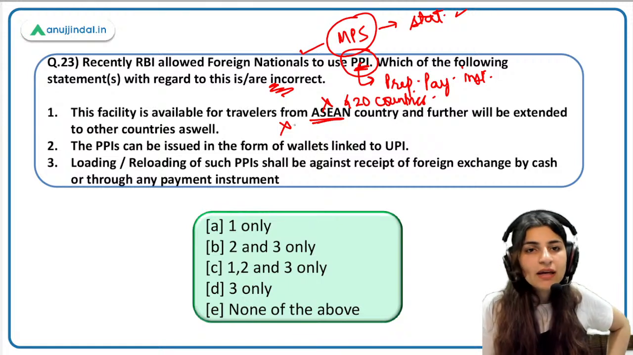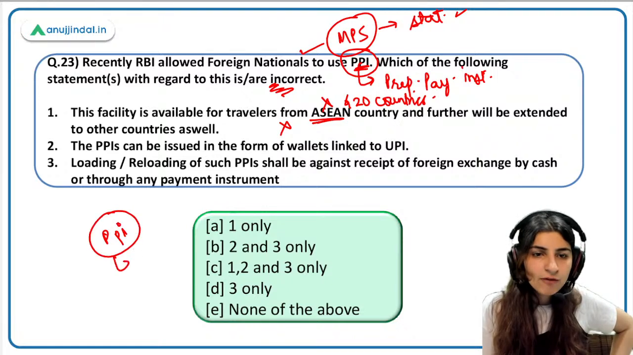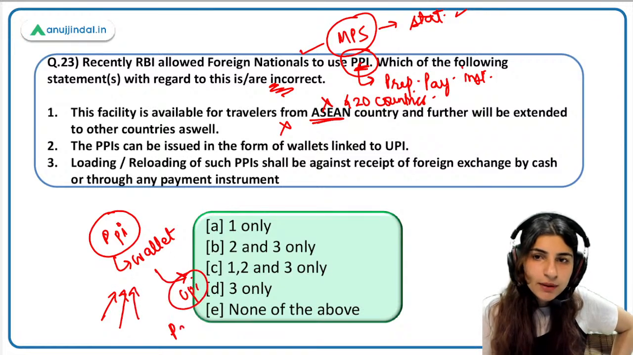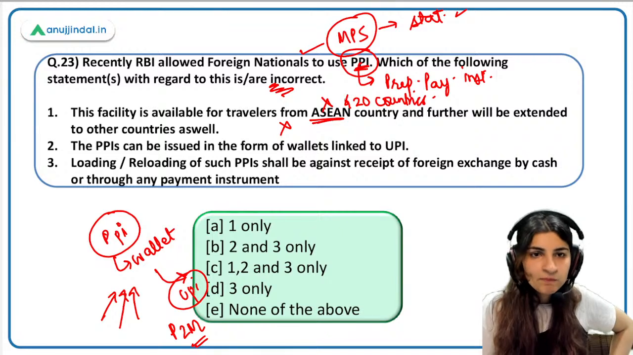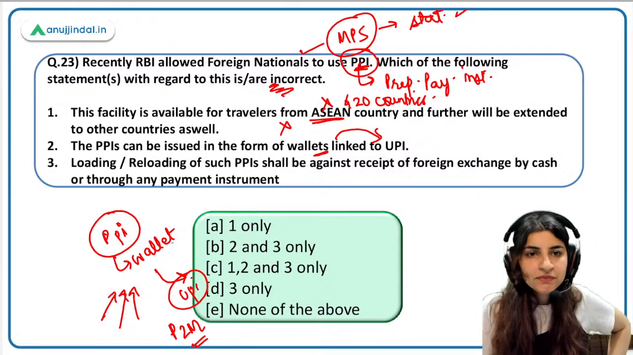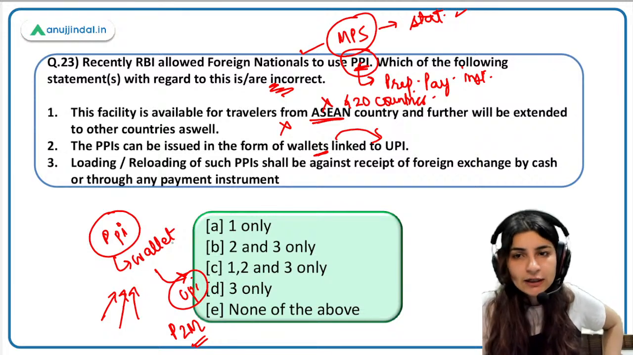And how will they be able to use UPI? Through PPI, prepaid payment instruments. So आपके wallet में, in your wallet, you can get amount transferred, and using UPI, you can make person to merchant transactions in India if you are a foreign national from a G20 country. The PPI can be issued in the form of wallets, which will be linked to UPI. I just explained it here. Loading and reloading of such PPIs shall be against receipt of foreign exchange.